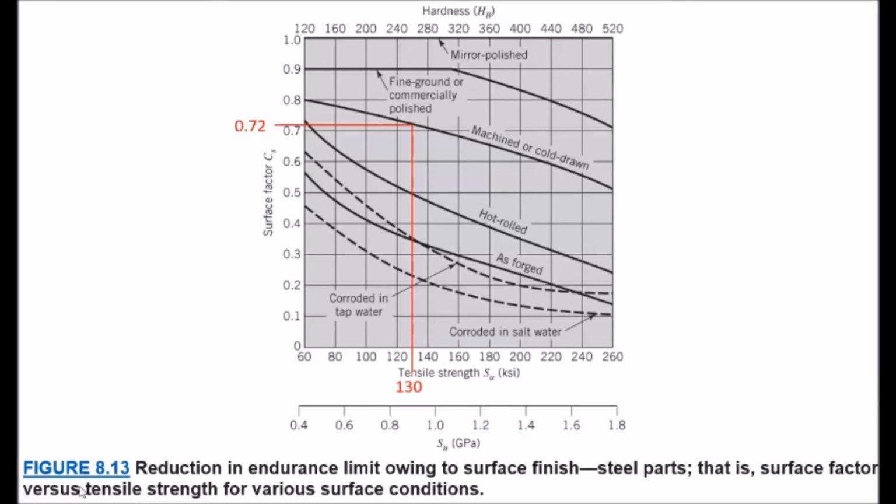So now we head to figure 8.13 in our textbook back in chapter 8. This is a reduction in endurance limit owing to surface finish for steel parts. That is surface factor versus tensile strength for various surface conditions, where we have our tensile strength that we solved for, our S sub U, previously in the problem. So we have our S sub U in KSI of 130 KSI. Come down on our x-axis here. Follow this up until we hit the fact this is a machined part. So we go up to machined here. Hit this curve here, come across to our y-axis where we see our surface factor C sub S. We find that our C sub S is equal to 0.72.